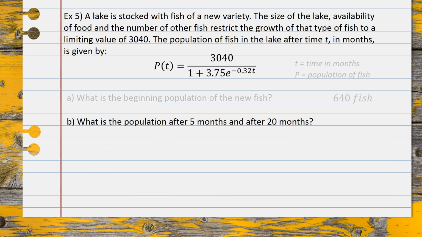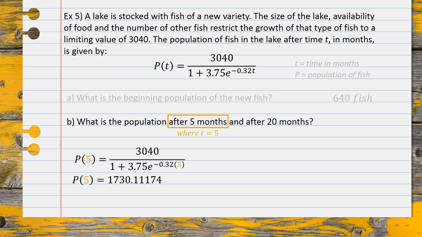Now looking at part B, what is the population after 5 months and after 20 months? So let's start with after 5 months. What does that mean to us? Well, they're telling us that's where t equals 5. So again, we've already defined it. We have the equation. Now we're on the solving step. So we plug a 5 into the function every time you see t. Now, just like before, you must use parentheses in the denominator when you type this in the calculator.